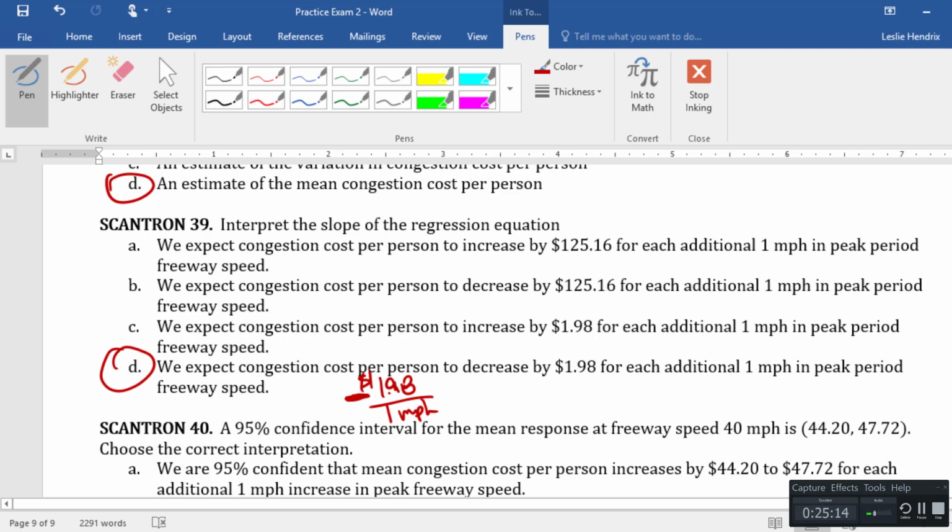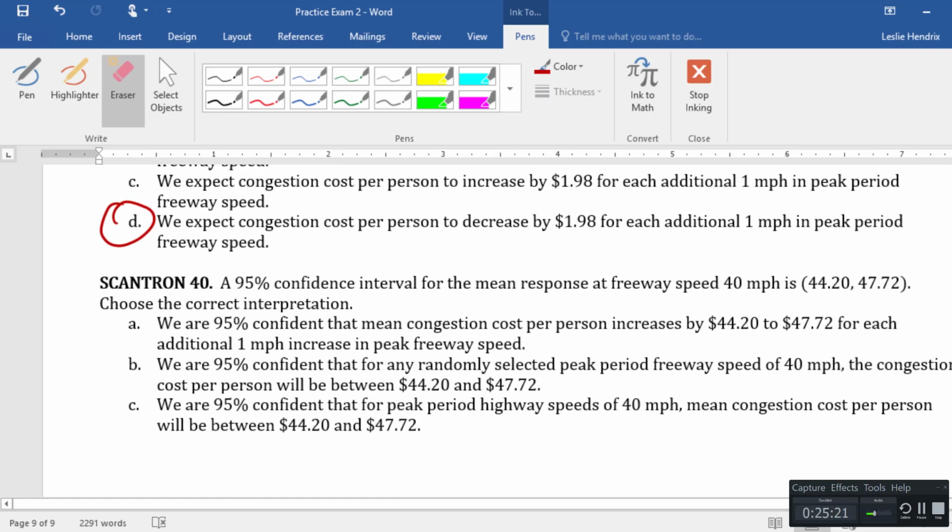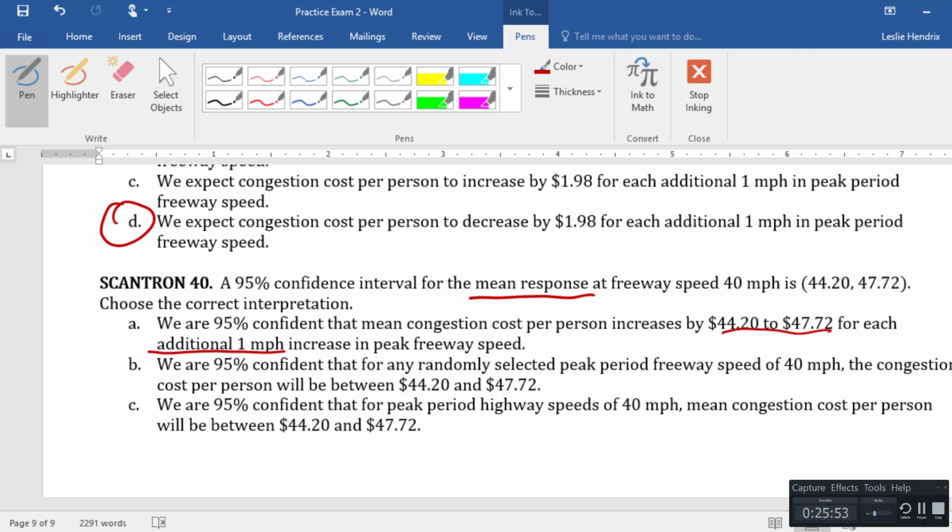We expect congestion costs per person to decrease by $1.98 for each additional 1 mile per hour in peak freeway speed. All right, and then a 95% confidence interval for the mean response at a freeway speed of 40 miles per hour is $44.20 to $47.72. So which interpretation is for the average y? Well, it's not answer choice number 1, because that looks like I'm interpreting a slope, for each additional 1 in the x direction. We would talk about how the y's change. That's not the interpretation for the mean response. So answer choice B says we're 95% confident that for any single randomly selected peak period freeway speed of 40 miles per hour, the y, the 1 y, will be between $44.20 and $47.72. This one's for a single y.